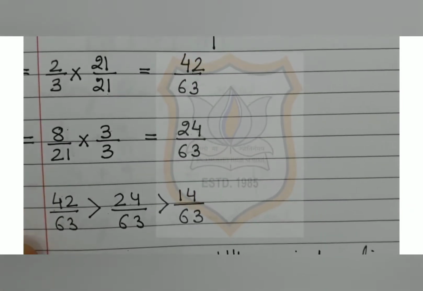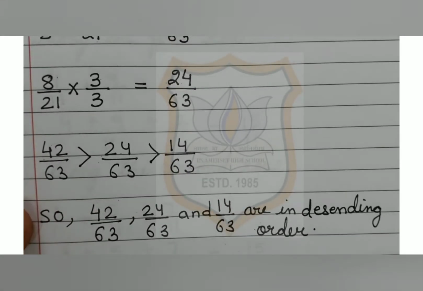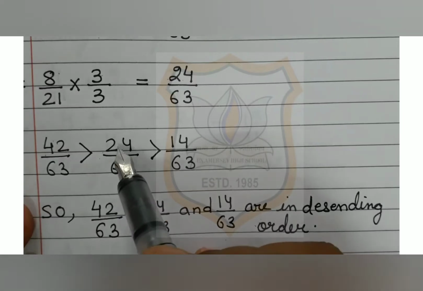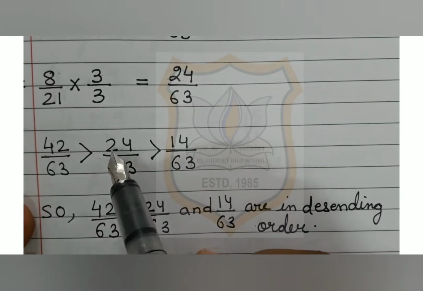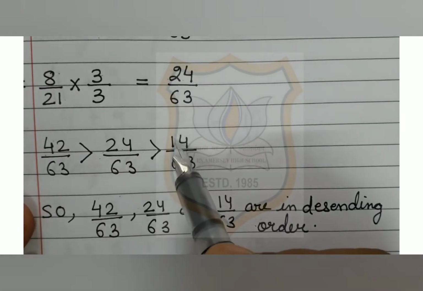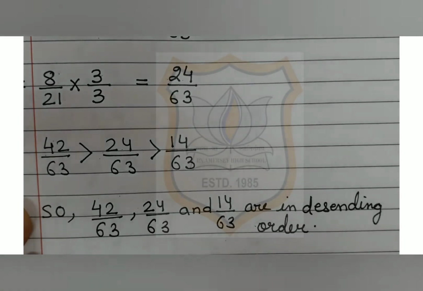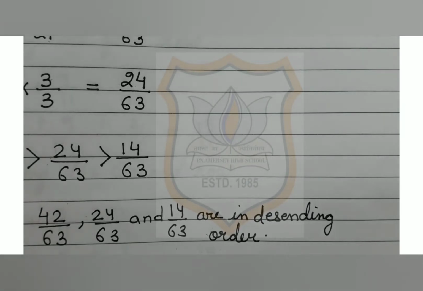Now we will arrange these fractions into descending order. As 42 upon 63 is greater than 24 upon 63, and 24 upon 63 is greater than 14 upon 63, so 42 upon 63, 24 upon 63 and 14 upon 63 are in descending order. Students, part 2 of question number 2, you have to do it yourself as homework.